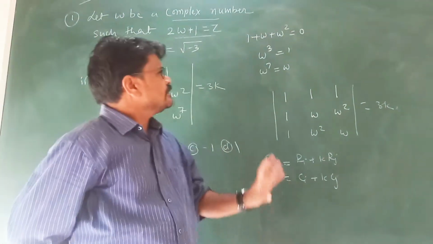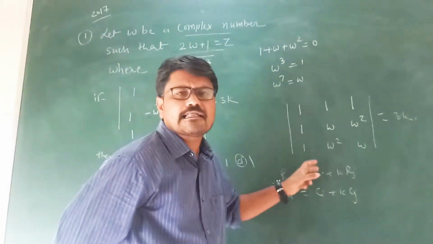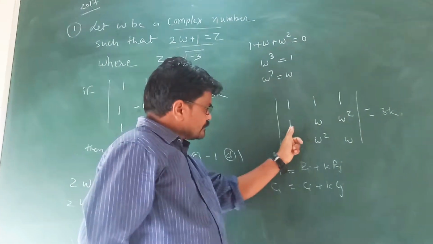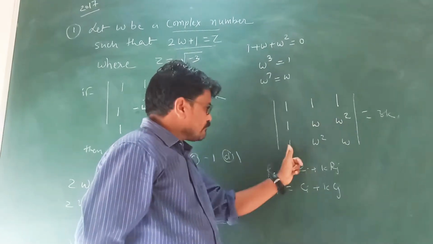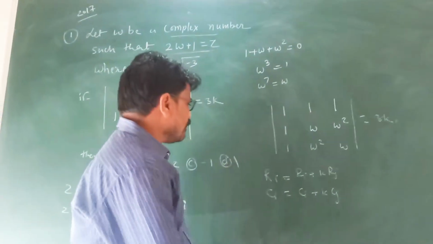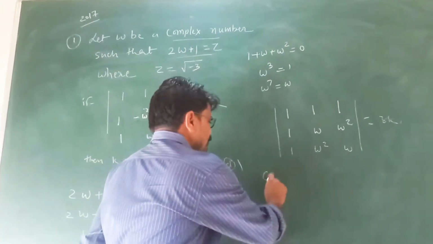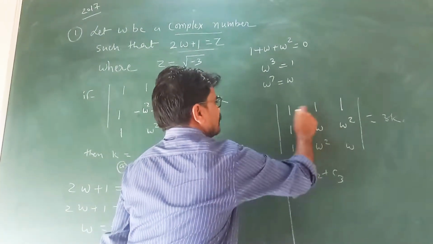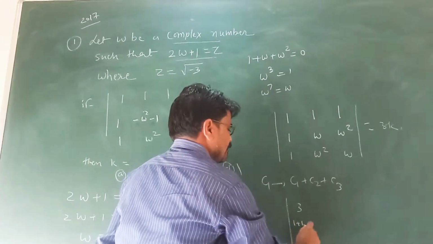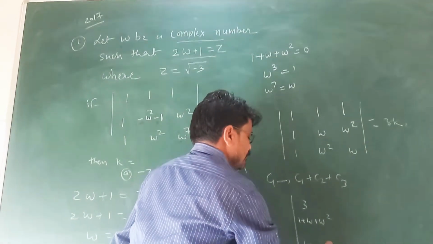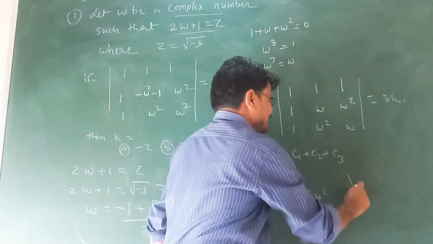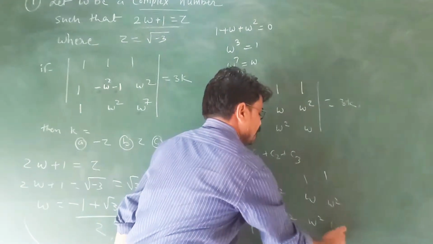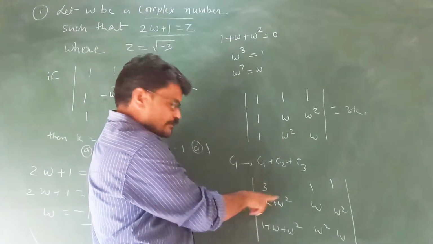How will we apply it? Is there any operation we can apply so that we can use some properties of the cube root of unity? Yes, of course: 1 plus omega plus omega square. So we apply C1 going to C1 plus C2 plus C3. So this determinant becomes 1 plus 1 plus 1 = 3, 1 plus omega square, 1 plus omega square, and C2 is as it is: 1 omega square, 1 omega square omega. Okay, so this is 0, this is 0.